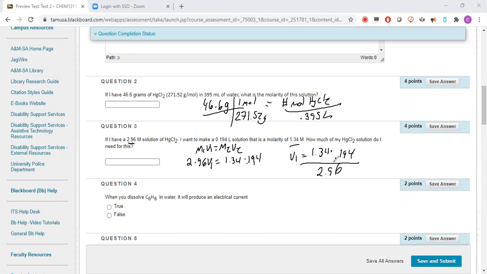And when you go look at your test, the answers should be there. And all your numbers will be different. They're randomized for everybody. But that's how you solve it.